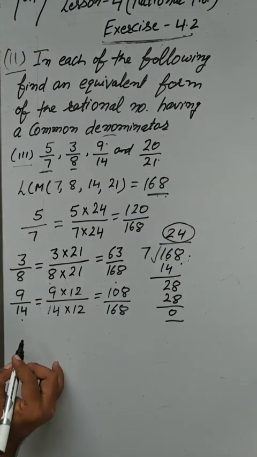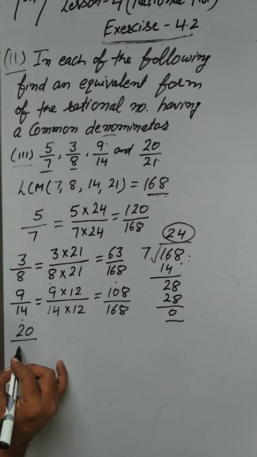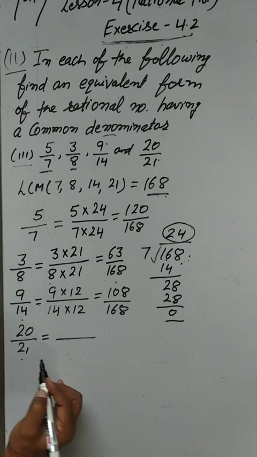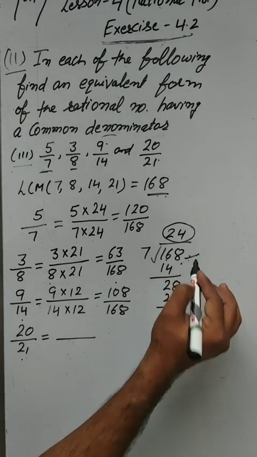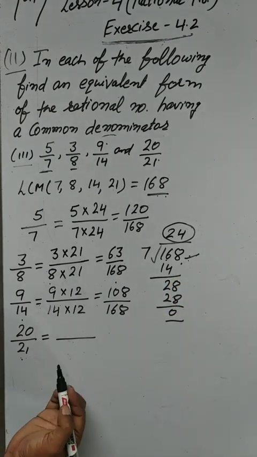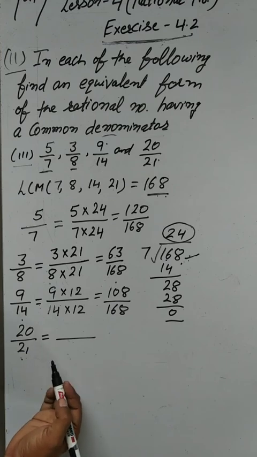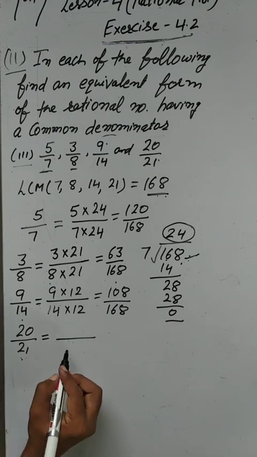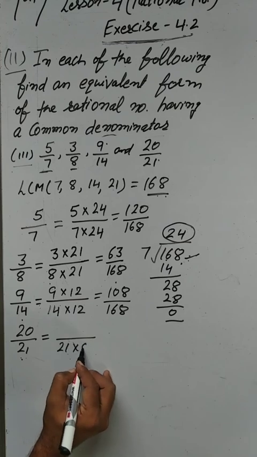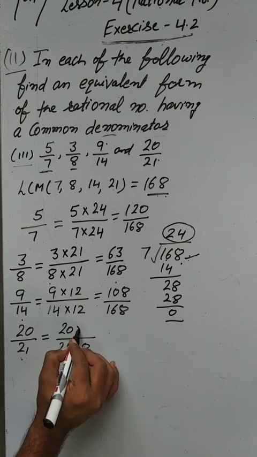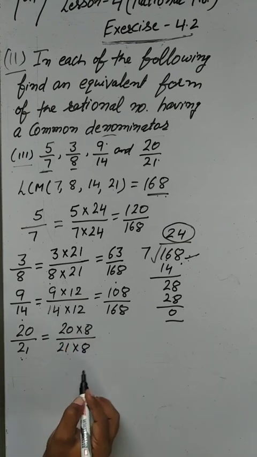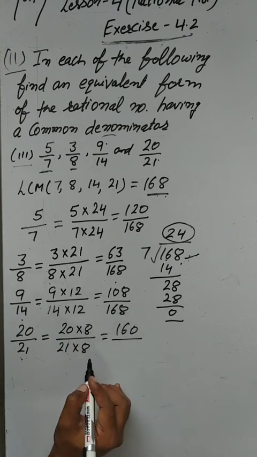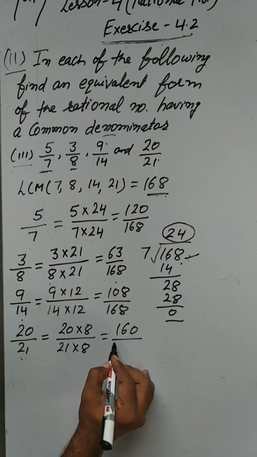And our last number is, beta, 20 upon 21. I want to change 21 into 168. In that way you can check with what number 21 is multiplied to get 168. It is very easy. 21 8s are 168. So 21 multiplied by 8, and 20 multiplied by the same number 8. 20 8s are 160 and 21 8s are 168.